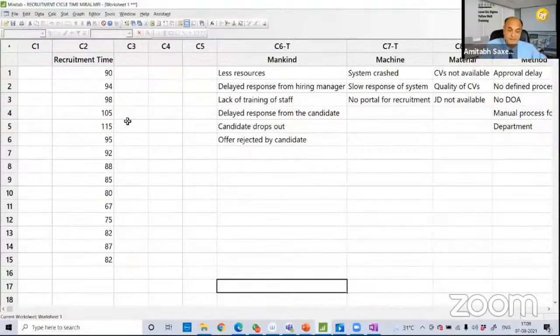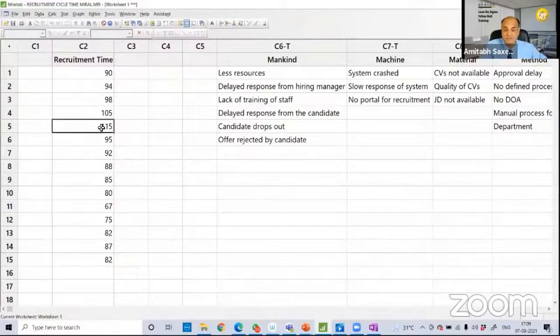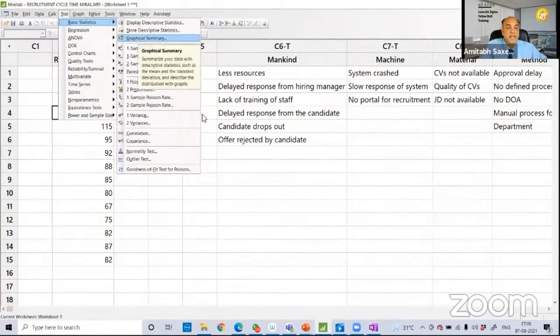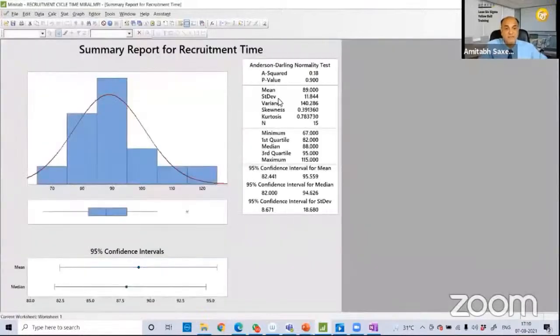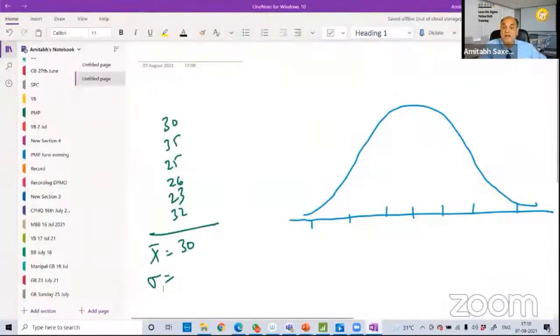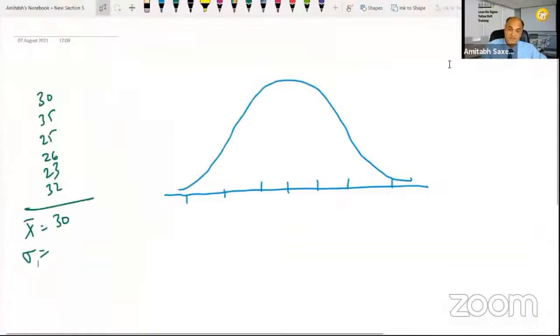In Green Belt, we give you this software, Minitab. You can also download a demo version from minitab.com. Here, I can very easily calculate the average and standard deviation. The average recruitment time in this company is 89, around 90 days, and the standard deviation is around 11 days. So don't worry about how to calculate. Nowadays, you don't have to calculate anything. You have to be able to apply those tools and techniques to your advantage.